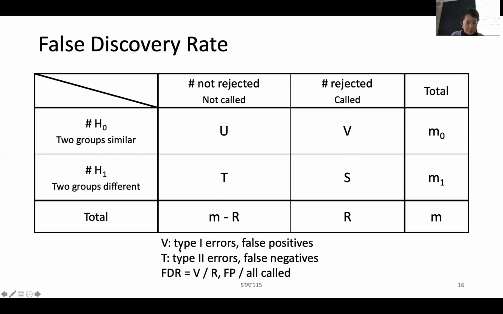And so, as we mentioned, the false positives are what we call type 1 errors in statistics. And T, which is the false negatives, are the type 2 errors. False discovery rate is V divided by R. R is basically all the things we called. So we are trying to ask, out of all the calls we make, how many are false positives, or what percentage are false positives? That's the false discovery rate.